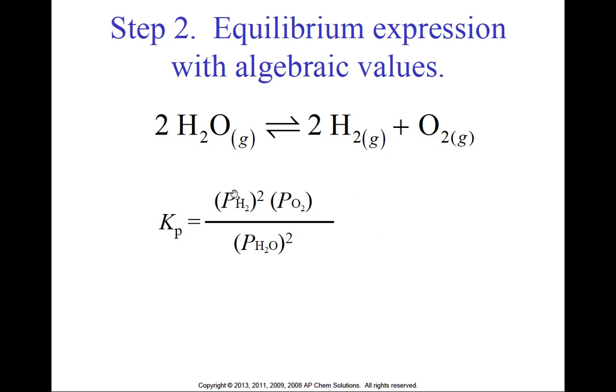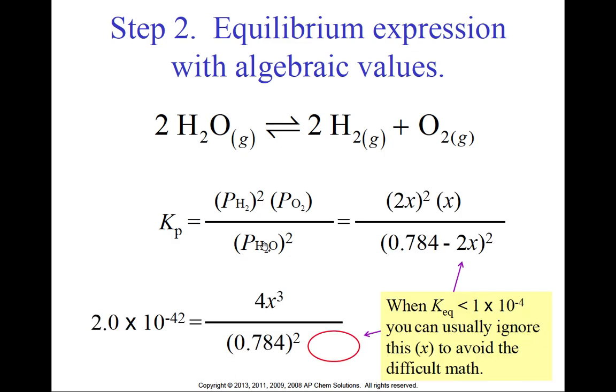So this is our equilibrium expression. Partial pressure of hydrogen squared because of the 2, partial pressure of oxygen, divided by the partial pressure of water squared because of the 2. Take your values from your ICE table at equilibrium, and this will be 2X, this will be X, and this will be 0.784 minus 2X. Now, on the AP exam, luckily they don't make you use the quadratic equation.